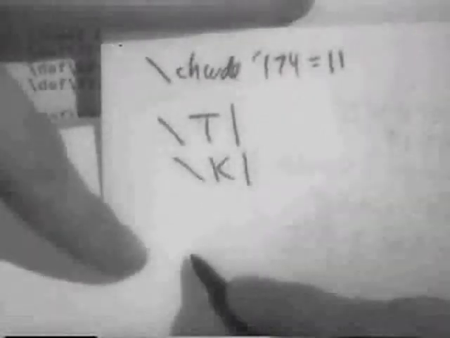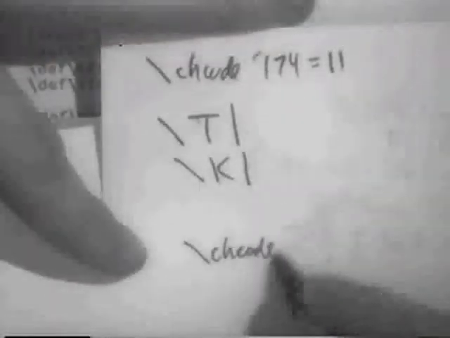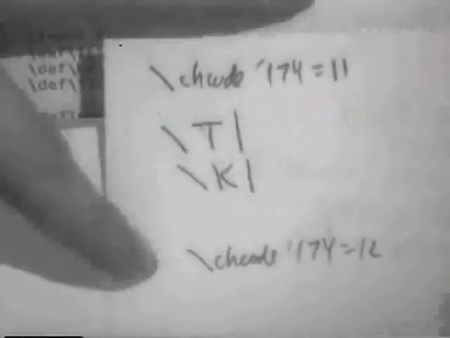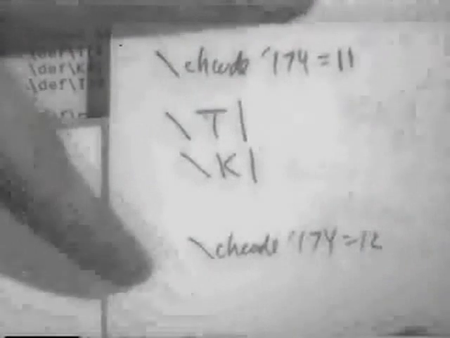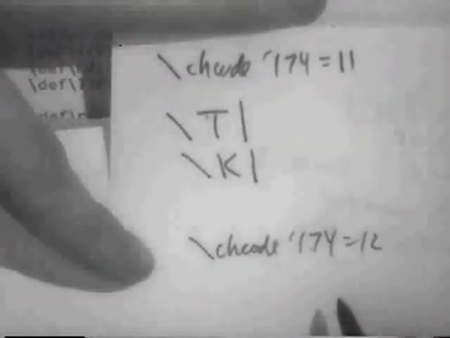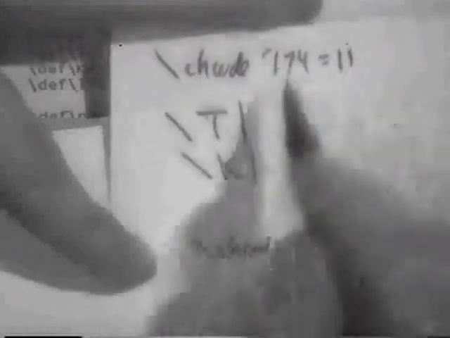But then after I've defined all of my control sequences that I want to be private, that no user is going to match, I change the code of 174 back to 12, the way it usually is, and now no user is going to be able to conflict his control sequences with mine unless he really tries very hard by changing the code back to 11 and sticking it in again. Okay.